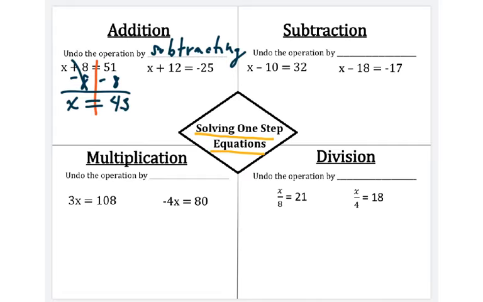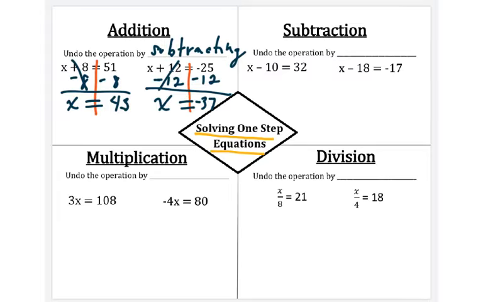So the same thing for this one here. So we always begin by drawing a border. We need to get x by itself. There's a positive 12. So to remove the positive 12, we are going to subtract 12 from both sides. If we subtract from the left, we also need to subtract from the right. Again, on the left, we have an x. 12 minus 12 is 0, goes away, equals negative 25 minus 12 will become the number negative 37.